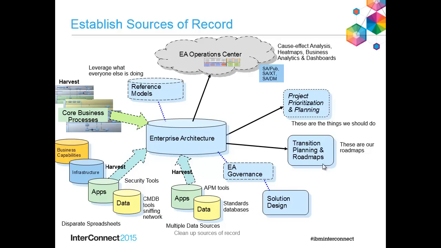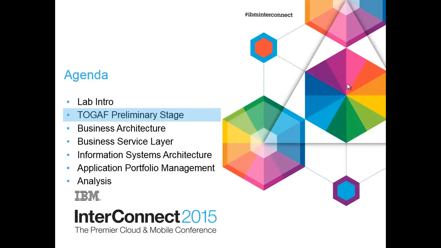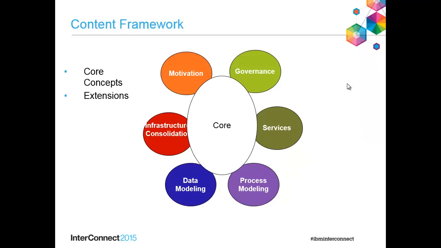So that's the architecture of the architecture at a very high level, of how enterprise architecture is set up. So let's talk about TOGAF, the Open Group Architecture Framework. TOGAF has at its core a content metamodel for what you should be capturing, and then it also has extensions for various aspects of an organization that you may wish to capture: governance, services, process modeling, data modeling, infrastructure, and also motivation. Those are the extensions to the TOGAF core.